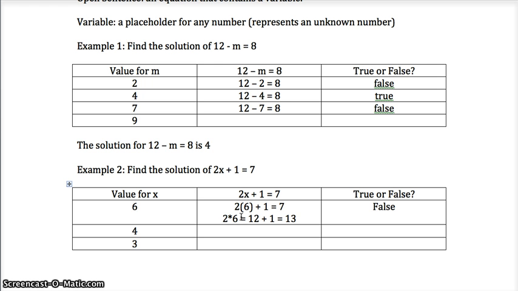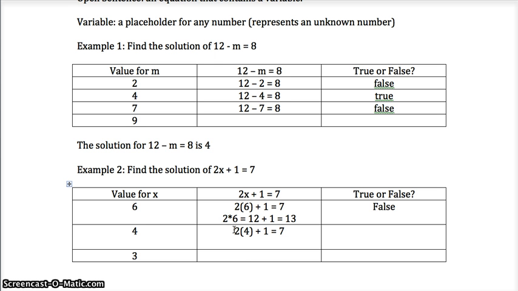2x plus 1 equals 7. In here, we're replacing the x with a 4. So we're doing 2 parentheses, oops, wrong column. We're doing 2 parentheses 4 plus 1 equals 7. And let's try it. We know that 2 times 4 is 8 plus 1 equals 9. Does 7 equal 9? No, it does not. So the answer over here is also false. Go ahead and try 3 on your own.